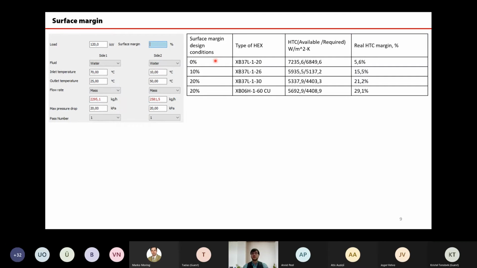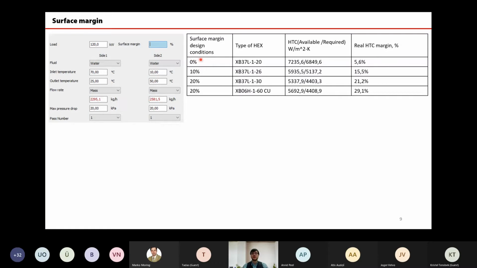Just because the software will automatically select, of course, the closest standard unit from the catalog. In case you make a selection and you need 18 plates, it will take 20 plates, rounding up the heat transfer surface, of course. And by this, you will always end up with a surface margin coefficient that is bigger than you originally put in.